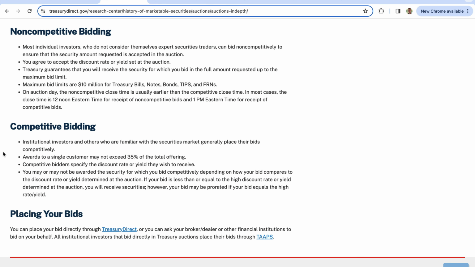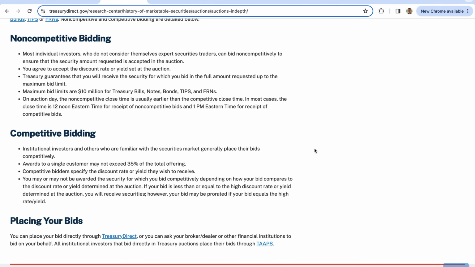Now, these would be your large institutions, and you can see the limit on these is 35% of the total offering. And to give you an idea of offering size, these can easily be over $20 billion. So you know that these people are dealing with large amounts of money. Another big difference to understand is the fact that non-competitive bidders do not get to choose the rate that they wish to receive before putting in their offer, whereas the competitive bidders do get to specify the rate that they wish to receive, and this is super important to the auction process.